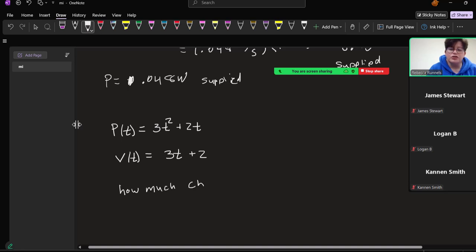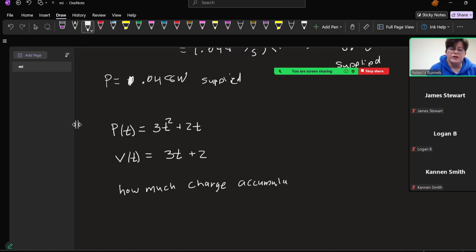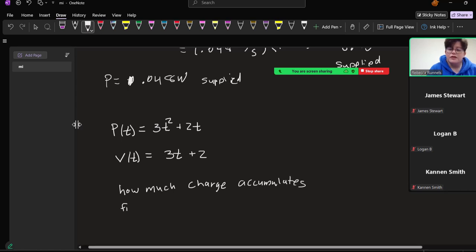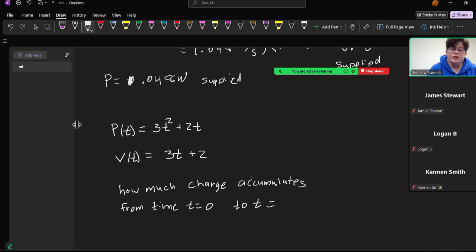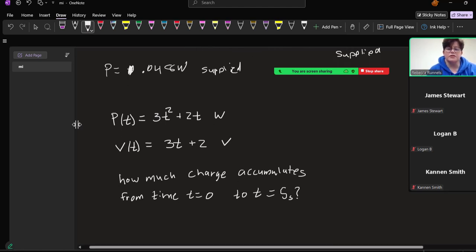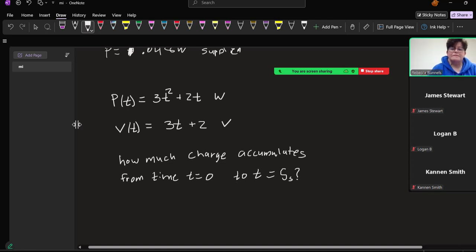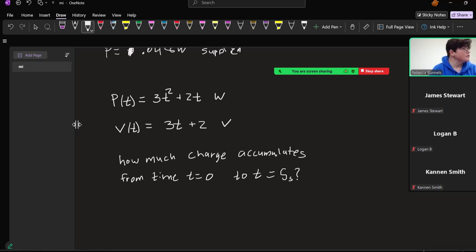How much charge accumulates from time t equals 0 to t equals 5 seconds? This power is in watts, the voltage is in volts. Anybody have any clue as to how we're going to go about doing this? Integrals. We're going to get to an integral, yep. So integrals are going to be there.